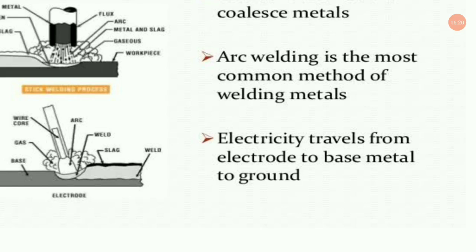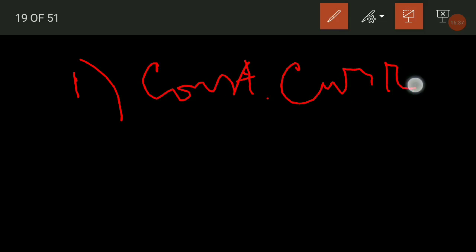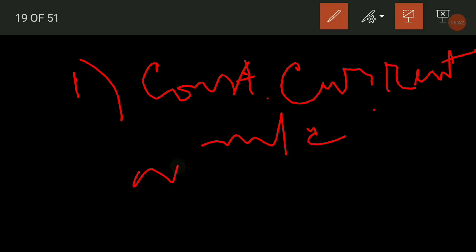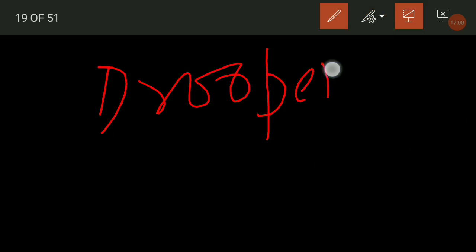Now the welding machines are generally classified into two types based on characteristics. The first one is the constant current welding machine. I must write it for you. First one will be constant current welding machine or droop curve machines. You can also say droop, D-R-O-O-P, droop curve machines, or simply you can say droopers, the first one.